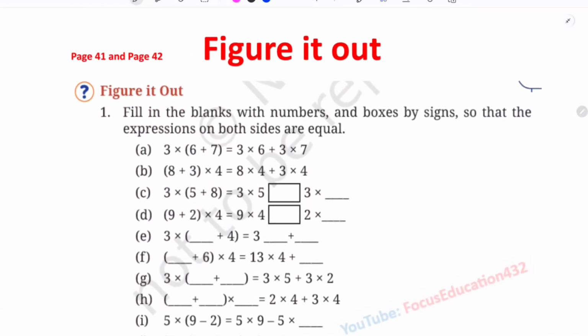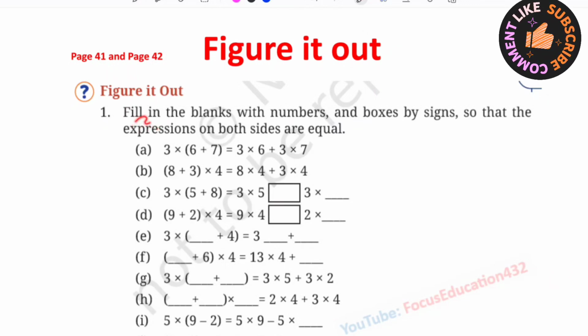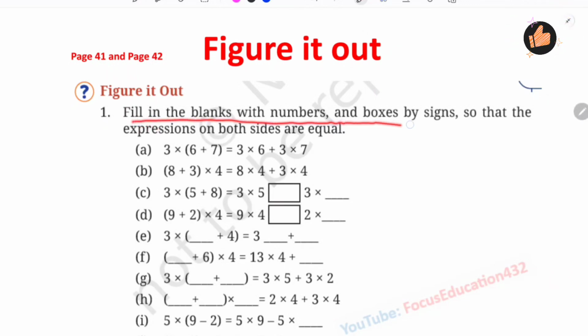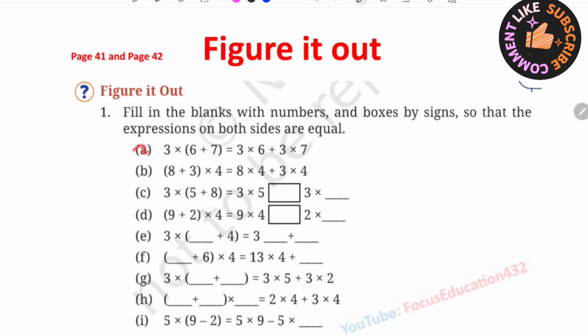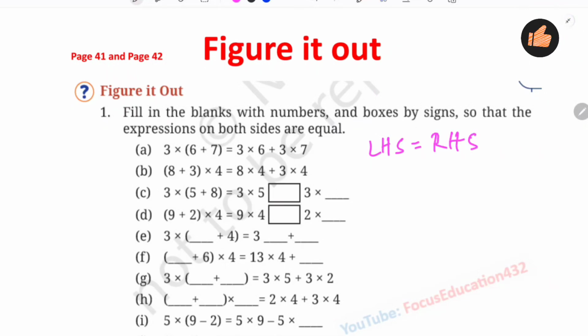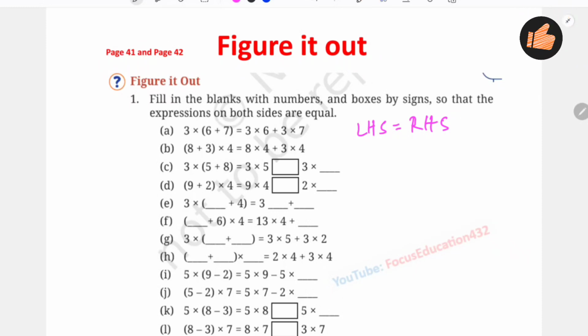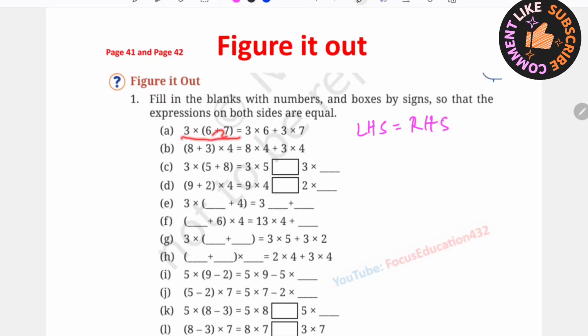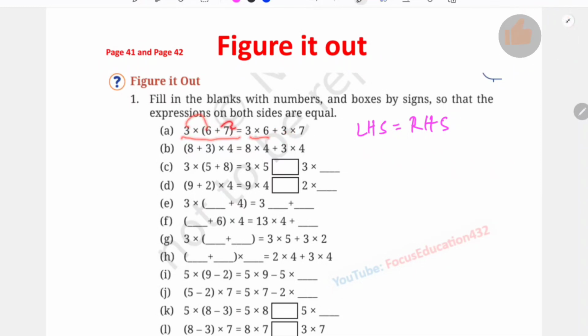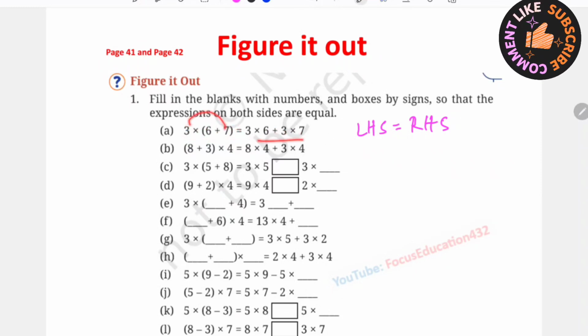Now we go to page number 41, Figure it out exercise. So here what is given, we will solve. Two examples are already given here. Fill in the blanks with numbers and boxes with signs so that the expressions on both sides are equal. That means when we fill these blanks, the left hand side should be equal to the right hand side. This is what we have to do. So first, A and B are given to us: 3 multiplied by (6 plus 7) is 3 multiplied by 6 plus 3 multiplied by 7. This is already given to us.